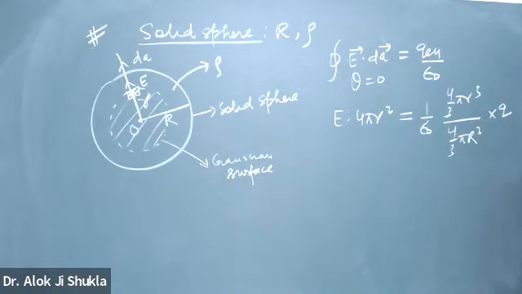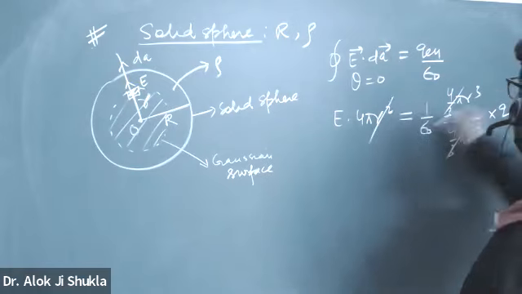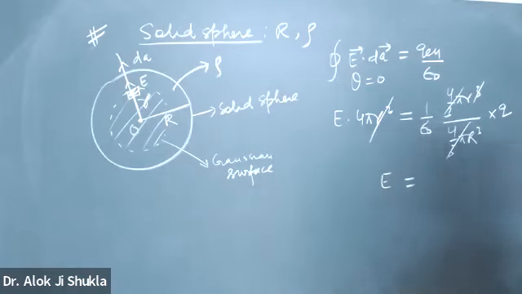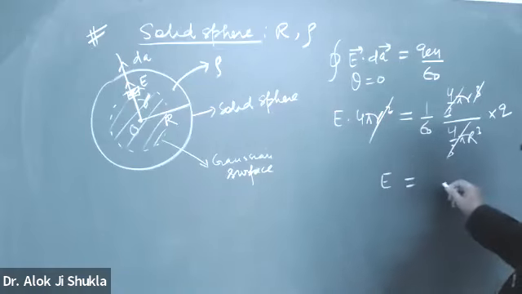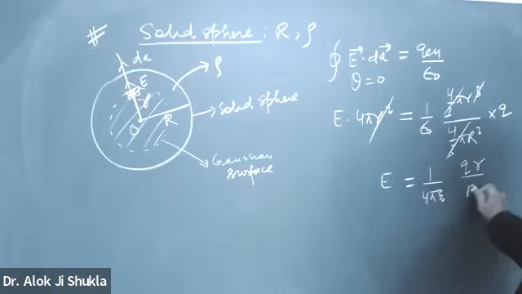इसमें कितना charge होगा? So this will cancel. This will cancel. So E will be, how much? 1 by 4 pi epsilon naught, Q into R by R cube.